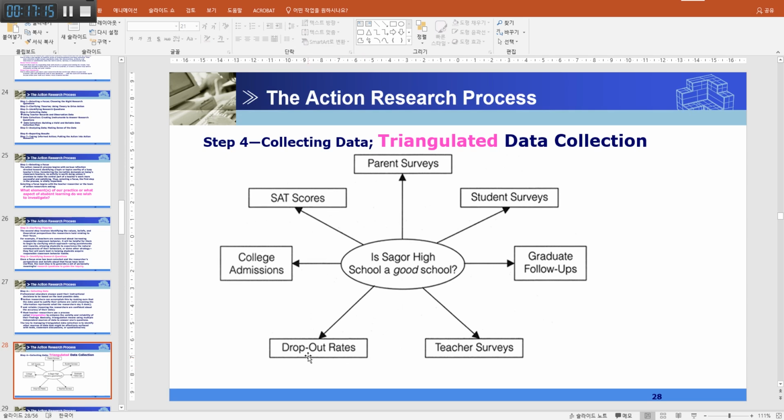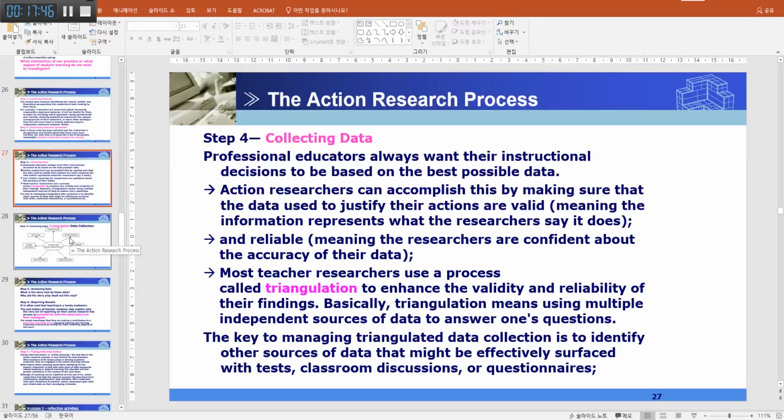So depending on your action research topic, it's better to collect various sources of data through interviews, through surveys, through assessment, student achievement assessment as well. So it's called triangulation. Using multiple sources of data. It's a triangulation of data collection. So you need to collect all kinds of related data to solve your problem.